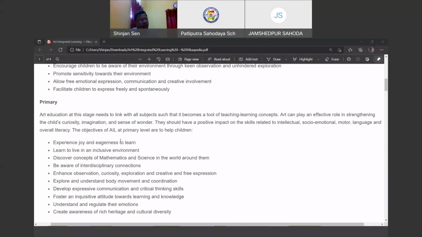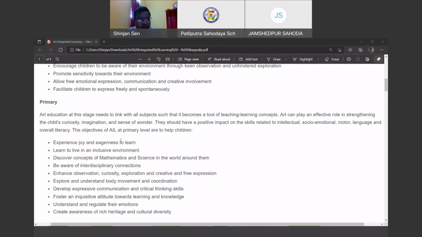All types of children with different thinkings, coming from different family backgrounds, coming from different socio-economic backgrounds. There should not be any discrimination. Children of any form, children with special needs, normal children, they will live together and learn in an inclusive environment when art integrated education will be implemented. In fact, in normal classes also we do the same thing. They will discover the concepts of mathematics and science in the world around them. They will be aware of interdisciplinary connections, how to be disciplined, how to join hands with each other.